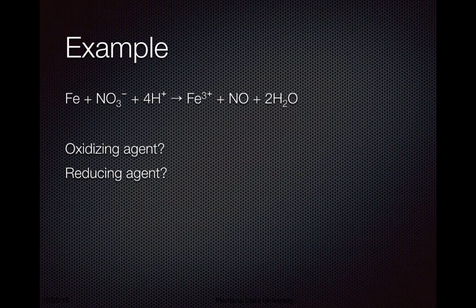Here's an example that we'll work out in class. We've got iron plus nitrate plus some acid, 4H+, going to Fe3+, plus NO, plus 2H2O. You want to go through that. We'll assign oxidation states to everything in there, and we'll identify the oxidizing agent and the reducing agent.